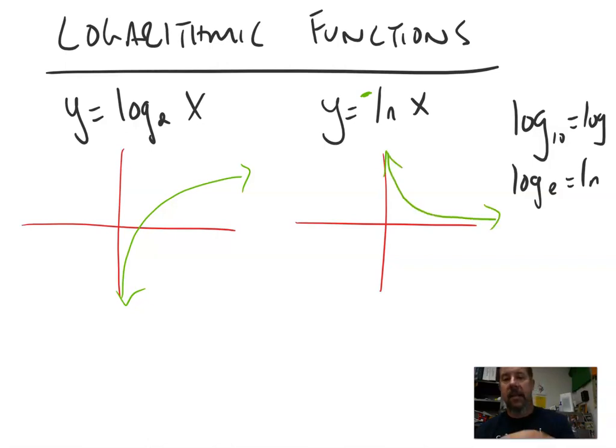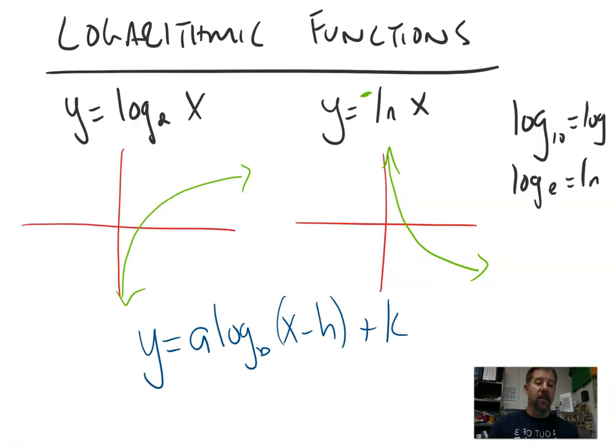Well, I guess that's a kind of a shifted one. Maybe more like that. But remember, they kind of run up and down the y-axis. And again, we can use our HK form on these, where again, A will vertically stretch or shrink your graph, the H shifts it left or right, and the K shifts up or down. And again, it doesn't matter what base we have on our log.